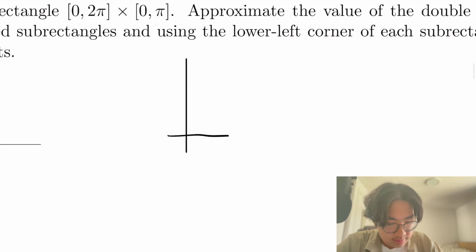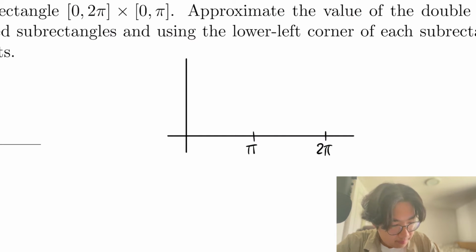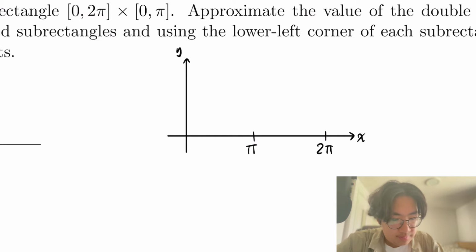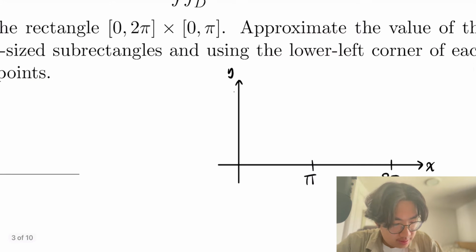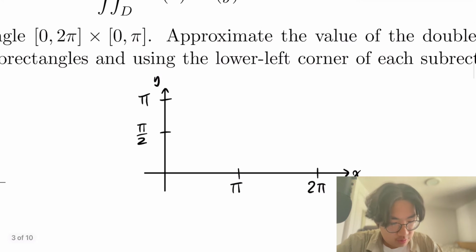I'll just draw something that is relatively rectangular. So let's say this right here is pi, and this right here roughly is 2 pi. We have our x values here and y values here. Okay, x between 0 and 2 pi, so we need 4 equal sized rectangles. We need to split the x into 2 and the y into 2 as well. So all the way up here is pi, and half of that is obviously just pi over 2. And now we can draw rectangles.